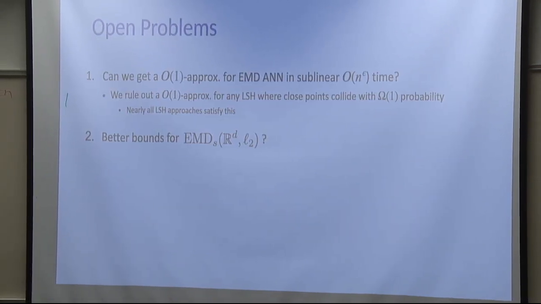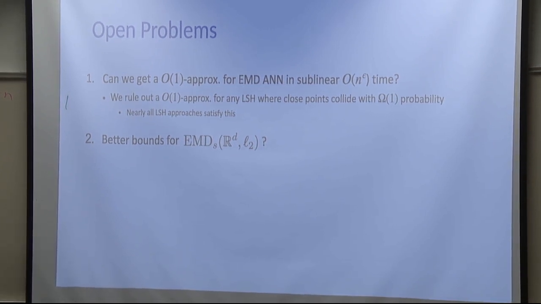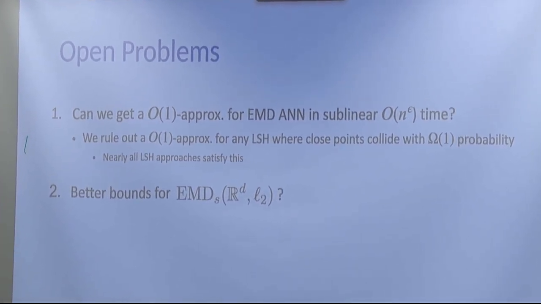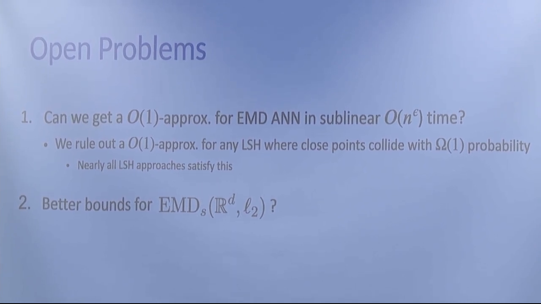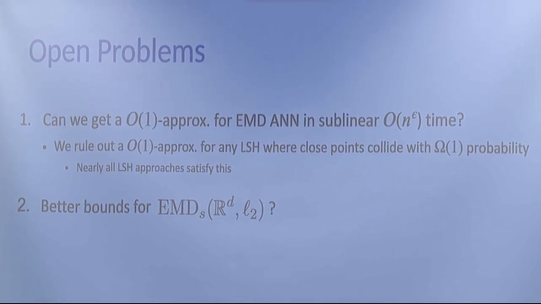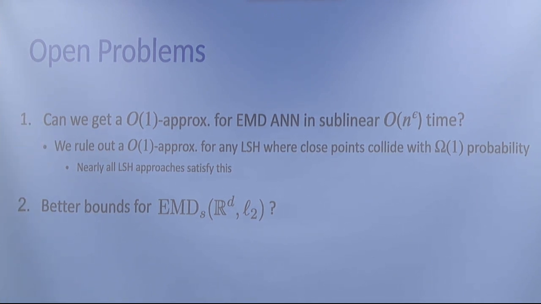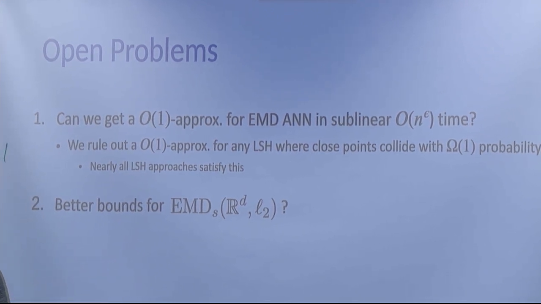I just have two open problems. The first is that there's nothing ruling out a constant factor approximation. I think you would have to break away from this tree embedding approach. And the second is that sometimes in the literature for ANN, you can get better bounds for Euclidean space than you can for L1. So it's quite possible that even without getting a constant factor approximation, you could use special facts about Euclidean space that allow you to, say, get a square root log s factor approximation. OK, that's all.